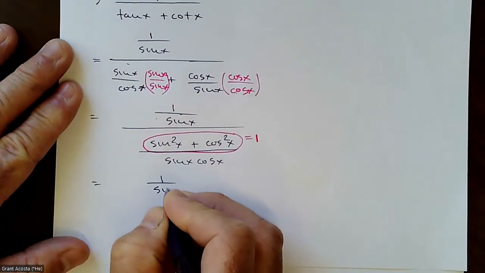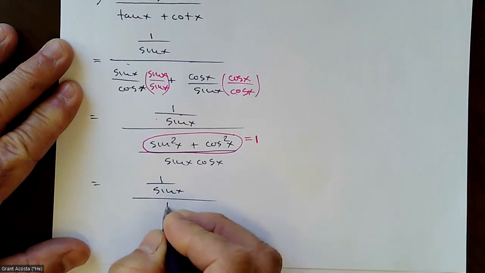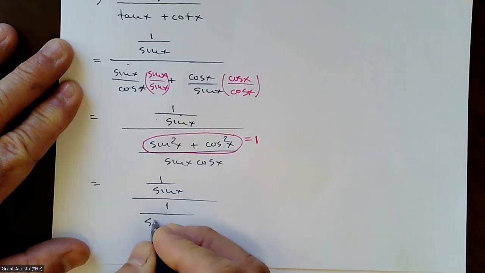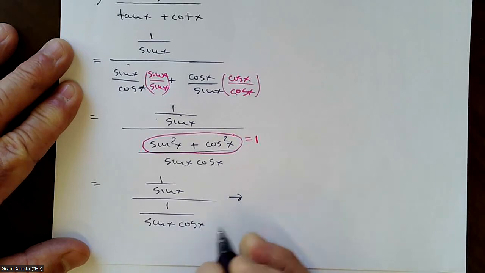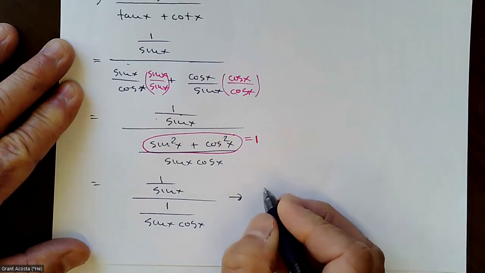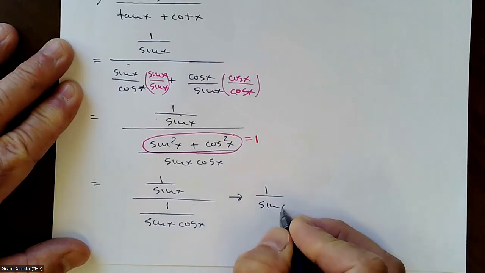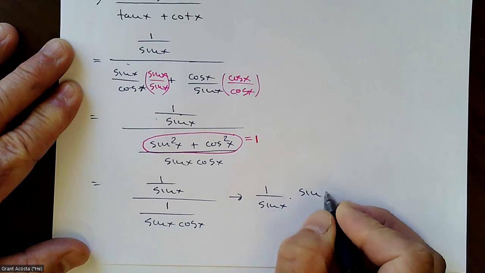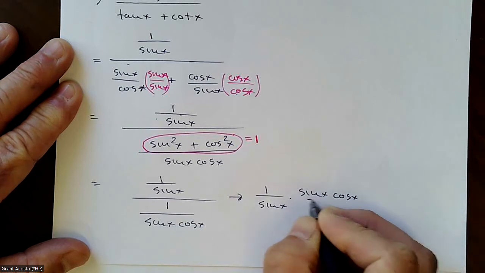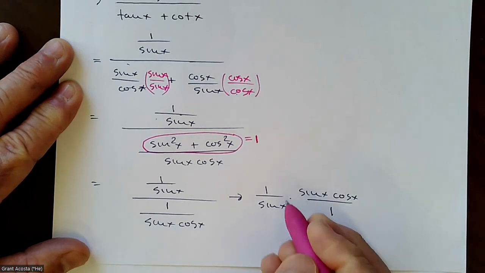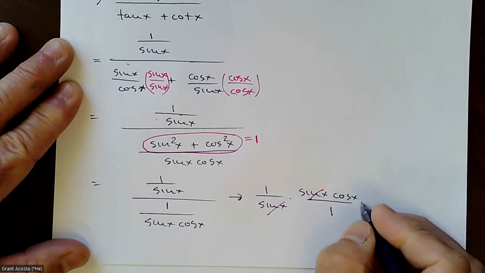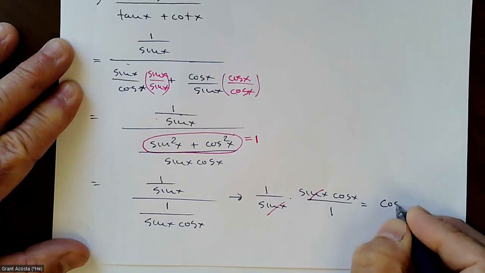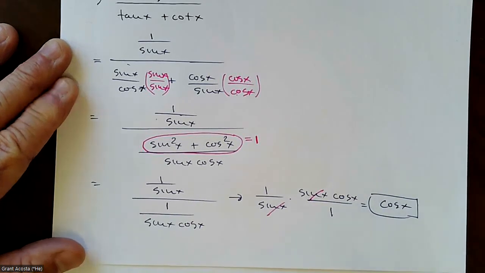So we have 1 over sine x divided now by 1 over sine x times cosine x. Now we have a fraction divided by a fraction, so we can flip the bottom fraction and multiply. Of course, when you're multiplying now, you have a common factor of sine x you can cancel out. That leaves me with just cosine x. That's my answer.